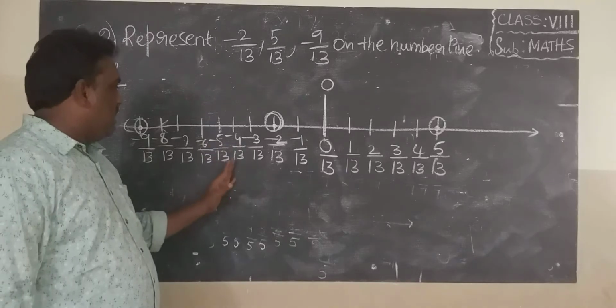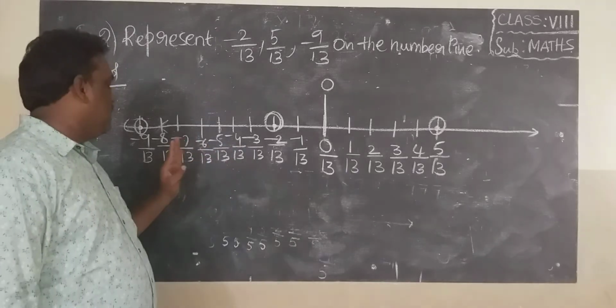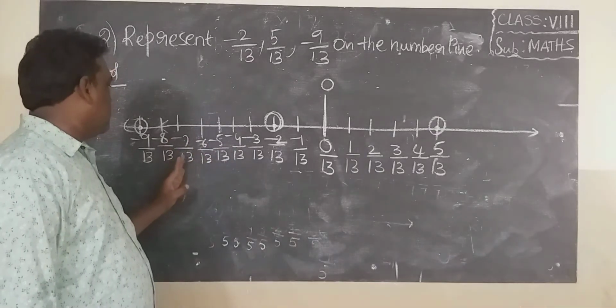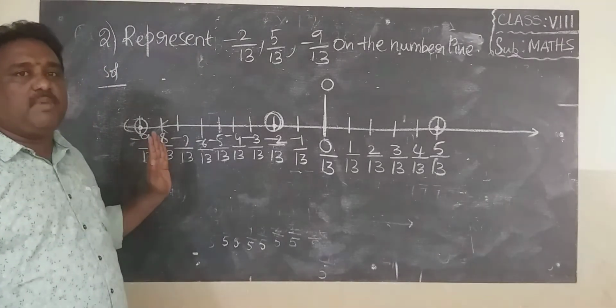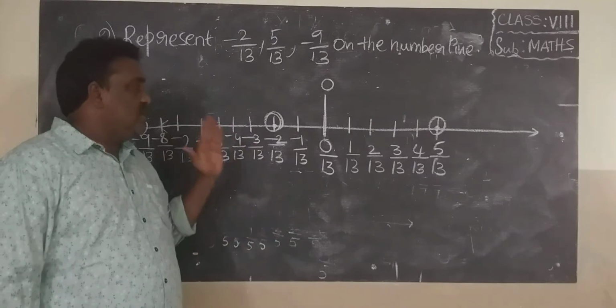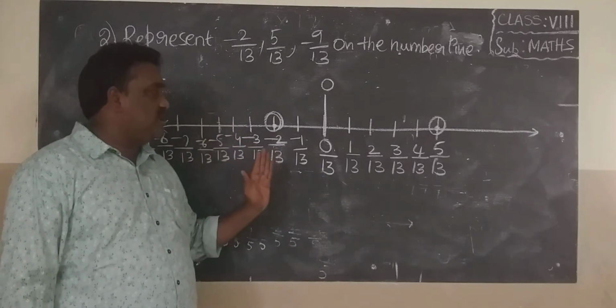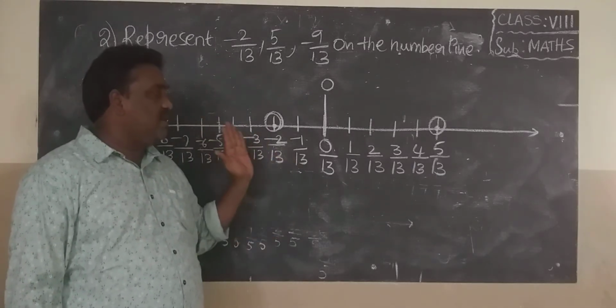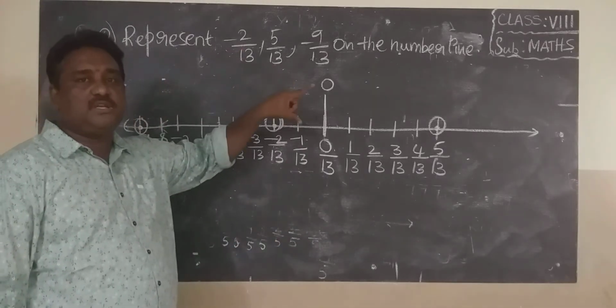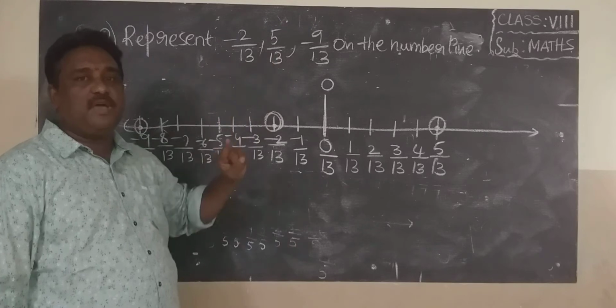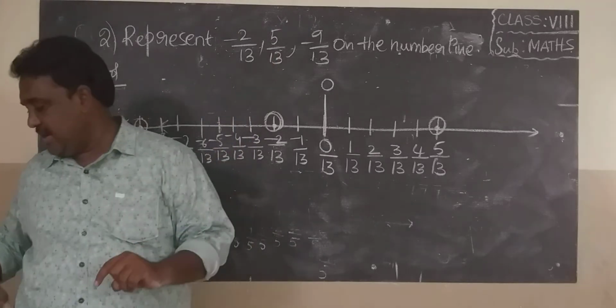Minus 3 by 13, minus 4 by 13, minus 5 by 13, minus 6 by 13, minus 7 by 13, minus 8 by 13. Last one minus 9 by 13. Coming to the right side, 1 by 13, 2 by 13, 3 by 13, 4 by 13, 5 by 13. I want 5 by 13. Keep a dot there and round it. That one represents 5 by 13 on the number line.